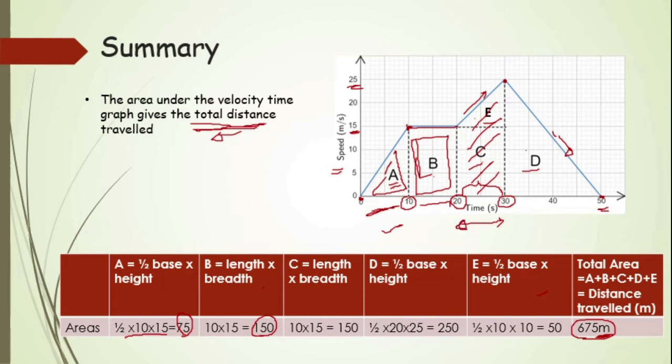So remember children, when we have a velocity time graph, the area under that graph gives you the distance traveled, and this distance we can calculate by dividing it into different shapes for which we can calculate the area, like triangles and squares.